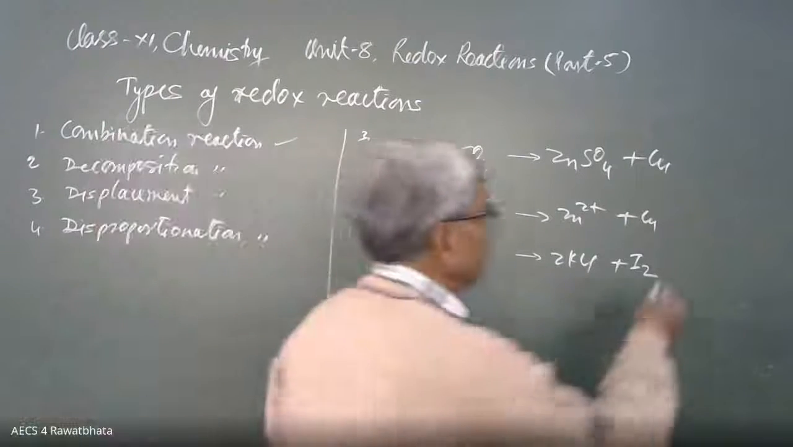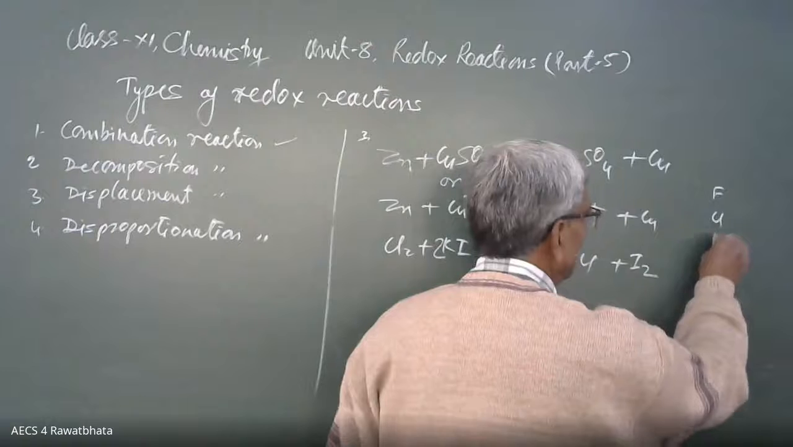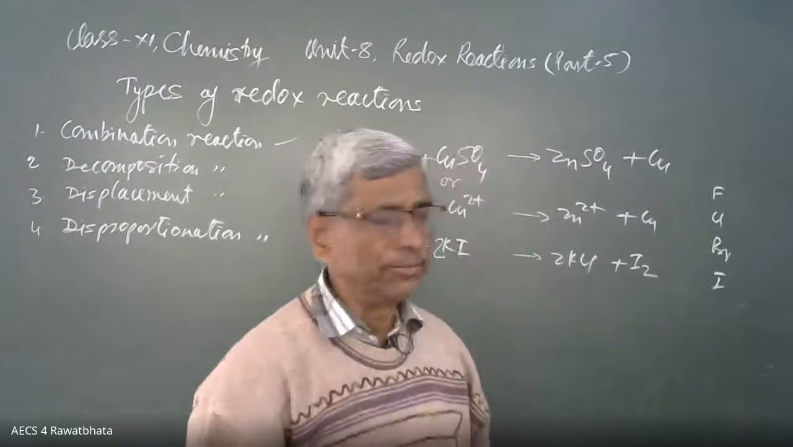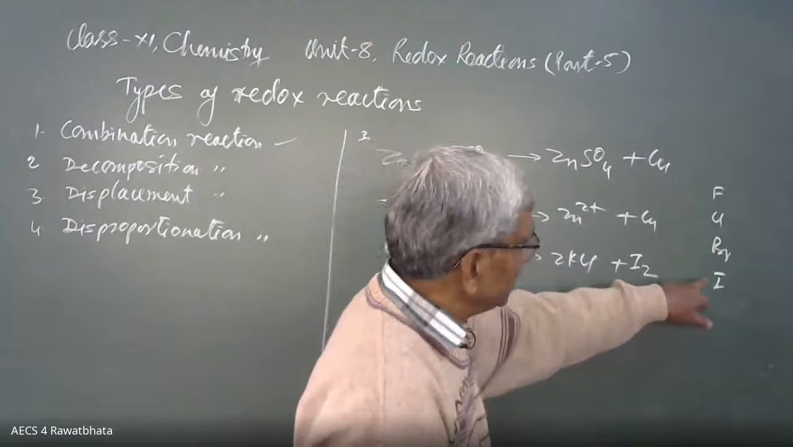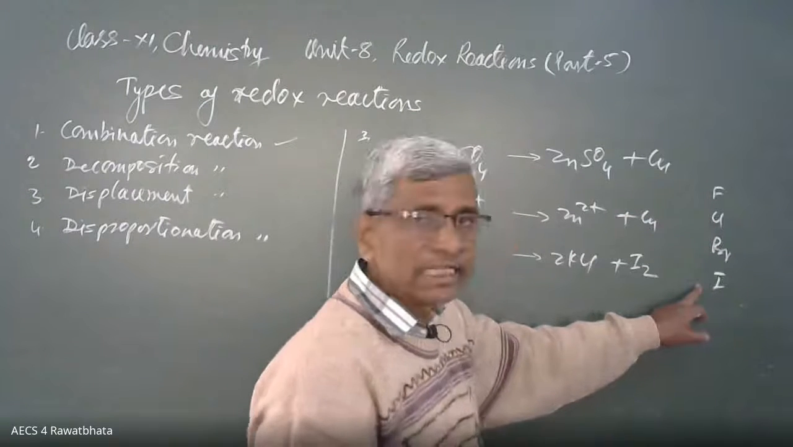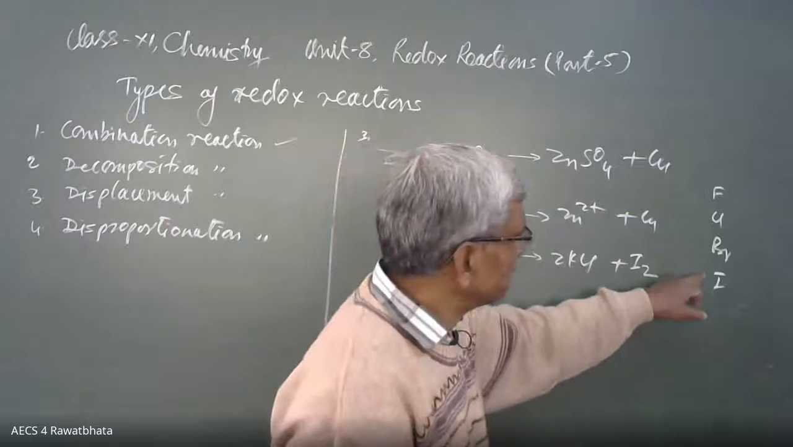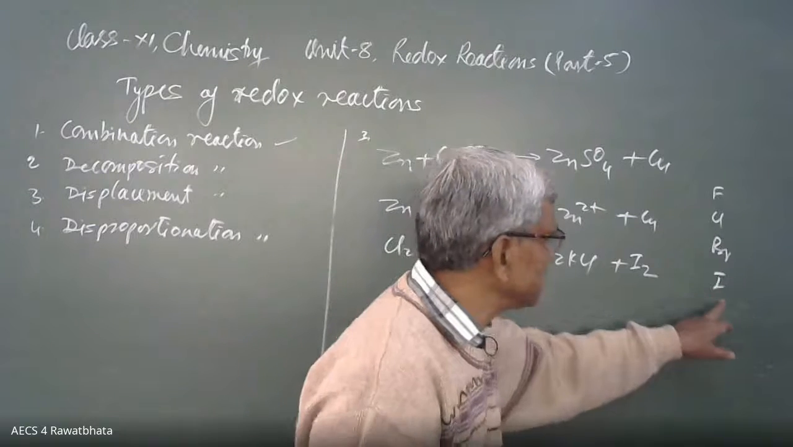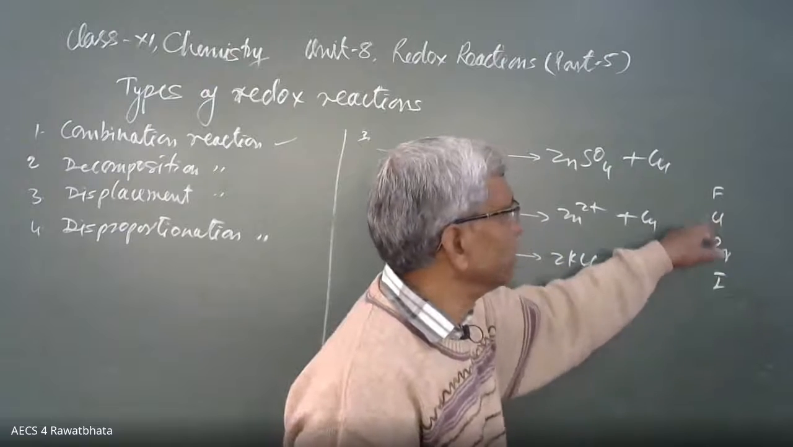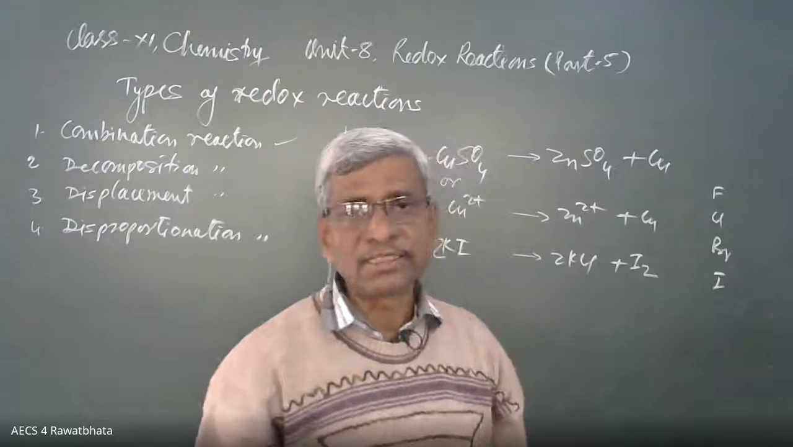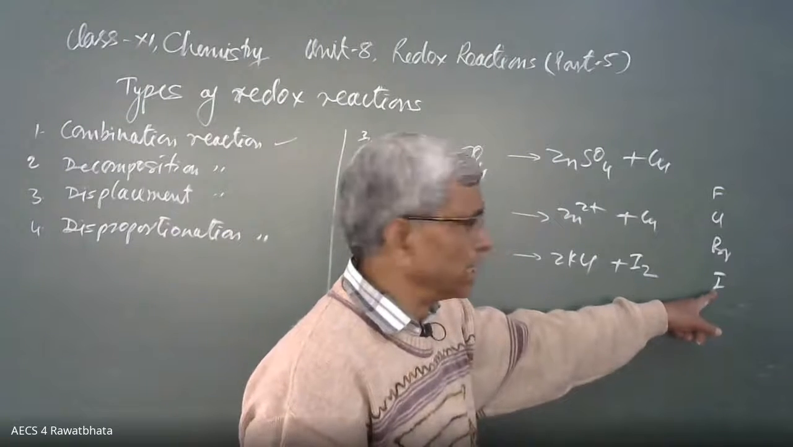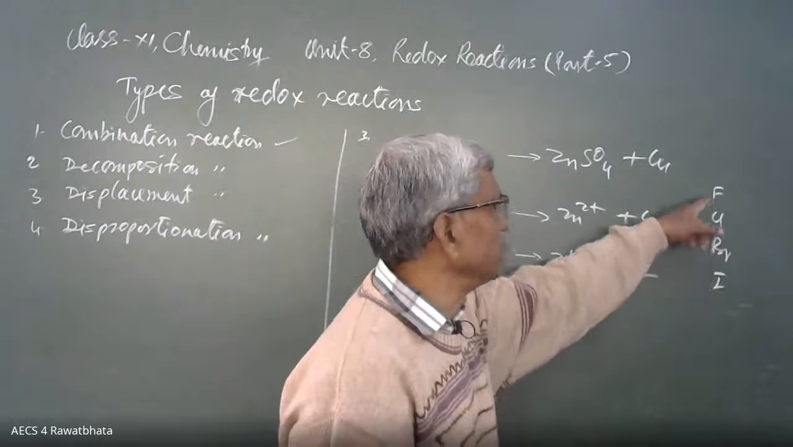Halogens are fluorine, chlorine, bromine, iodine. There is also astatine, which is radioactive, and I have not taken it. In the order of reactivity, fluorine is most reactive and iodine is least reactive. When we take the aqueous solution of the less reactive halide and pass a more reactive halogen, the displacement reaction takes place. Iodide can be replaced by bromine, chlorine and fluorine.